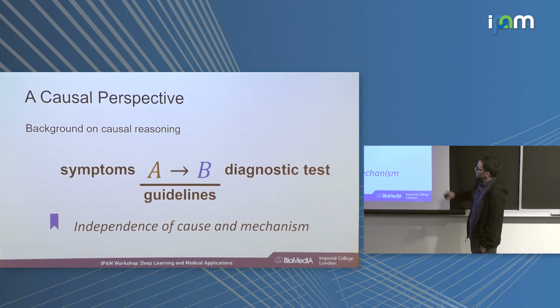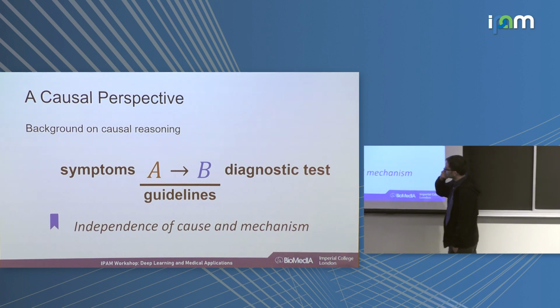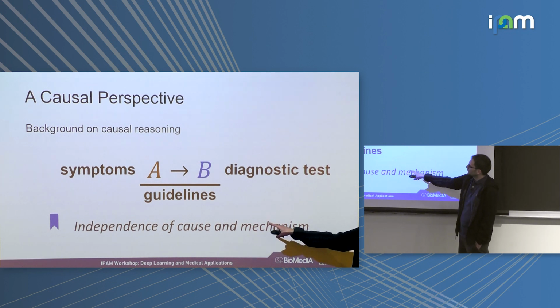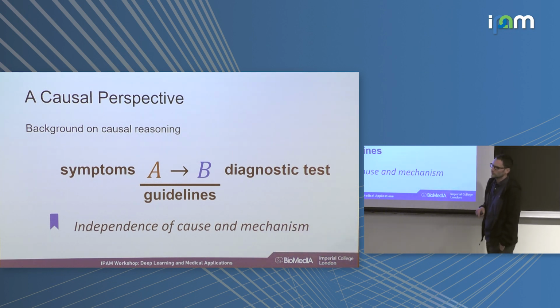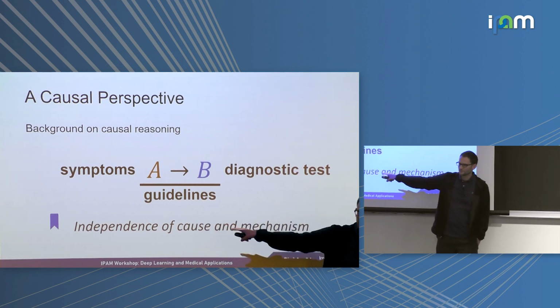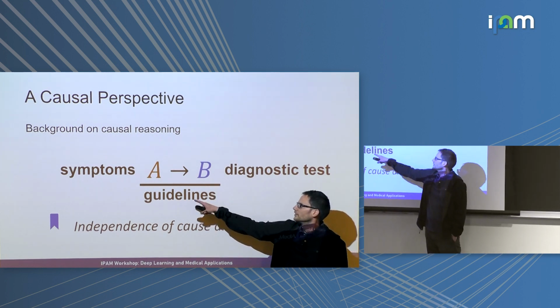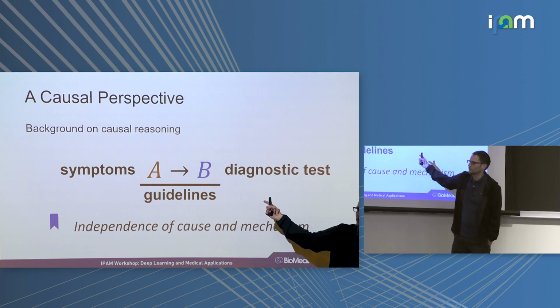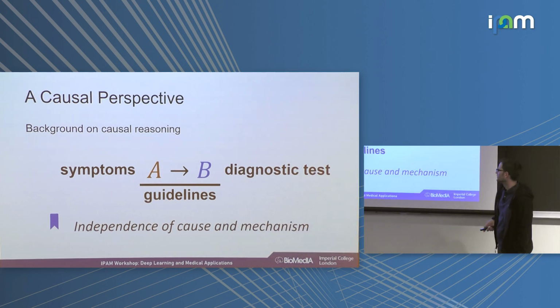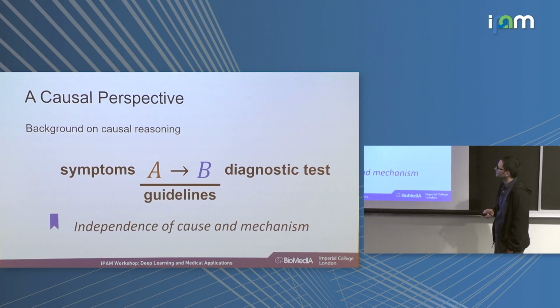Now, going back to the independence of causal mechanisms, maybe this illustrates a little bit why this might be true: if you think about the distribution of all symptoms, they are really independent of these guidelines, right? The guidelines say, if you see certain symptoms, you do this type of test, but that's really independent of the general distribution of symptoms. So that's the idea.